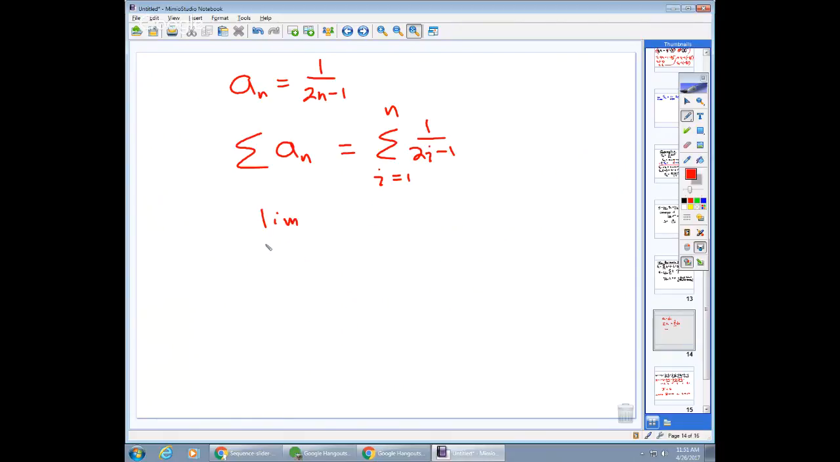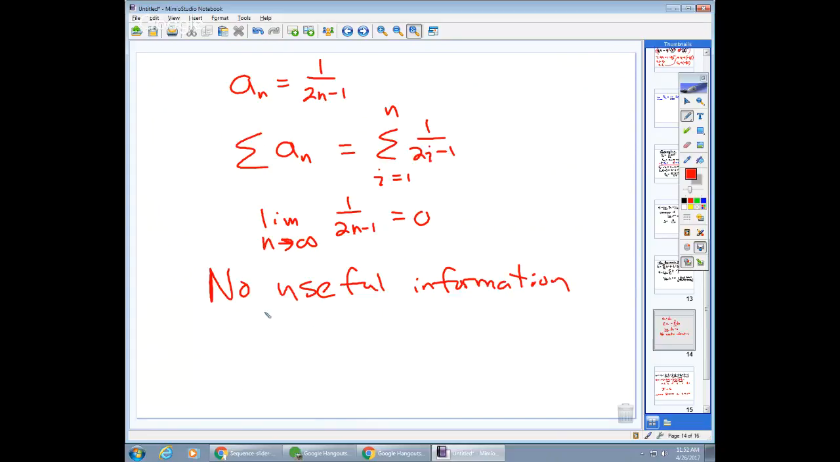Just because the limit of the pieces goes to 0, I know nothing. This gives me no useful information about the series. The only useful information I can get by taking the limit of the terms is if it's not 0. Then I can say it doesn't go to 0, so there's no way the sum can converge.